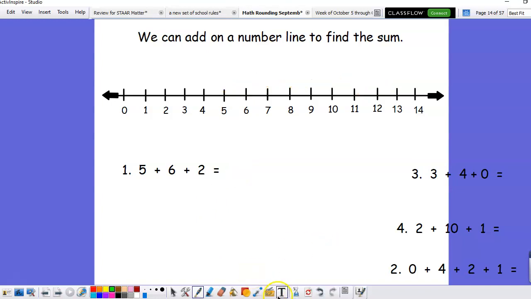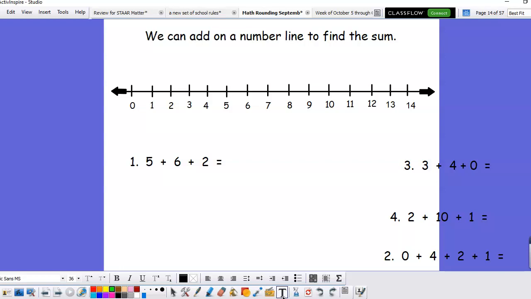I discussed with them whether they remember doubles, like 5 plus 5 is 10, 6 plus 6 is 12, 2 plus 2 is 4. Those types of things make it easier, and they talked about that when they were in lower grades.